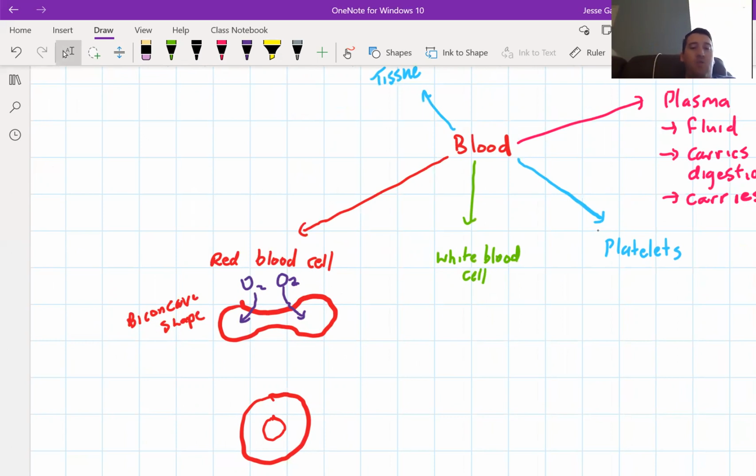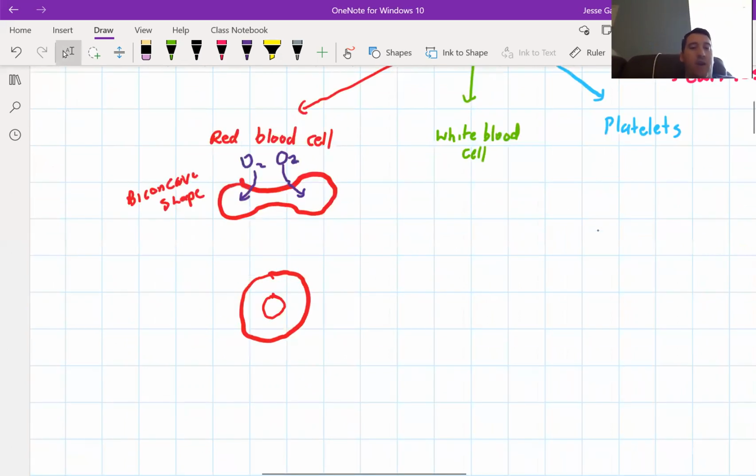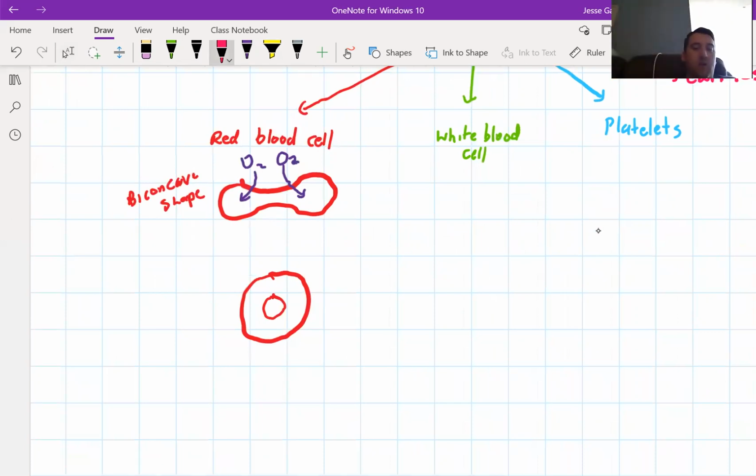So what makes the red blood cells good at carrying oxygen? Well, the first thing to know is that they don't have a nucleus. So these are a type of cell that have no nucleus. That means they've got no DNA inside, they've got no chromosomes inside, because they just don't have a nucleus. Why? Well, the nucleus would take up a lot of the space inside the cell. So having no nucleus means that there's more space for oxygen.